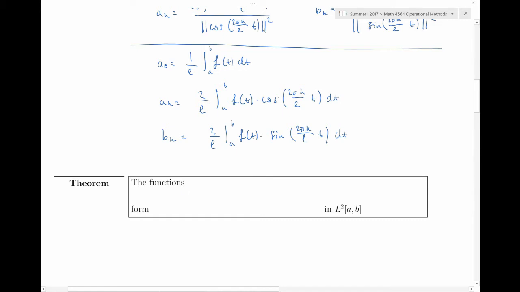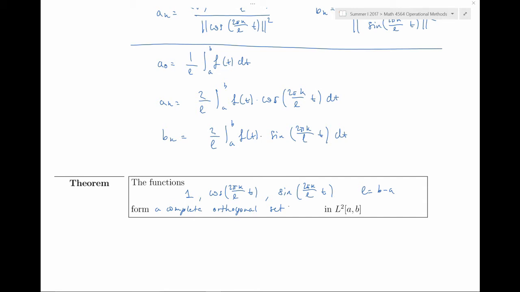The set of functions 1, cosine of 2 pi k over L t, sine of 2 pi k over L t, where L is b minus a, form a complete orthogonal set in L2 a to b. By complete orthogonal set, I actually mean a basis that can represent every possible function from L2.